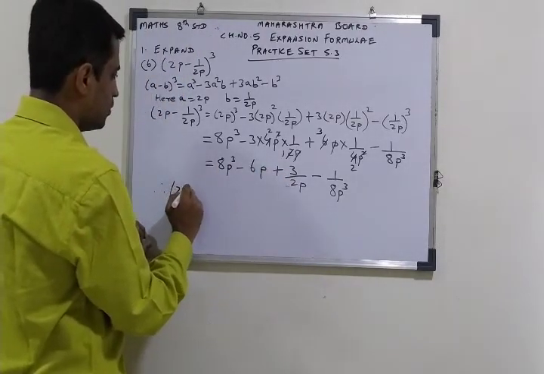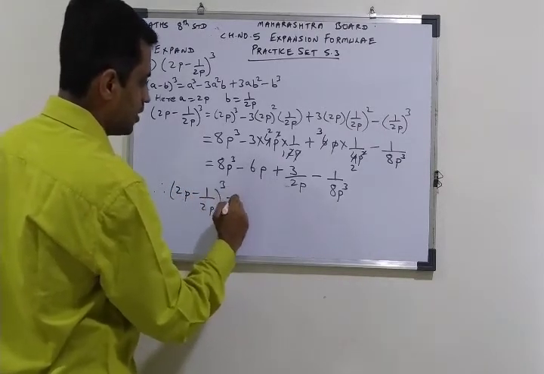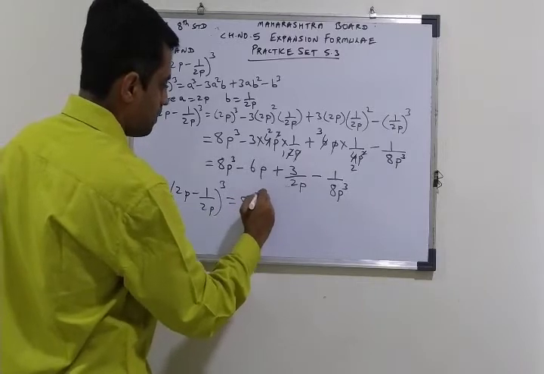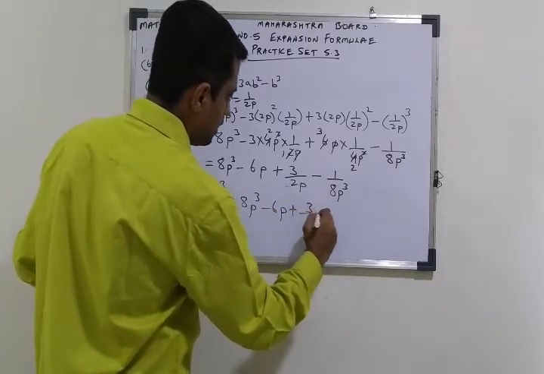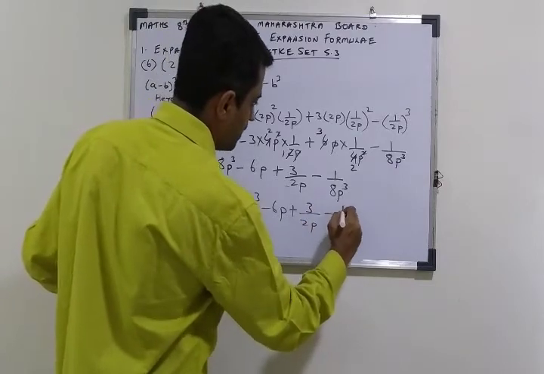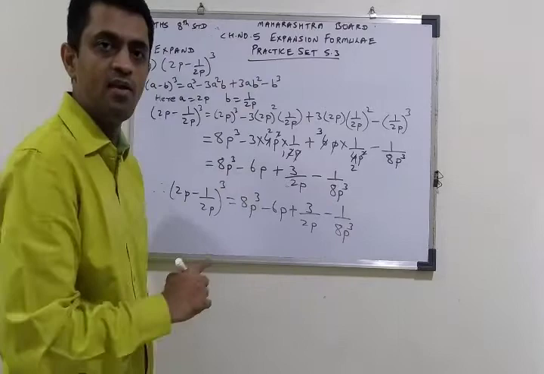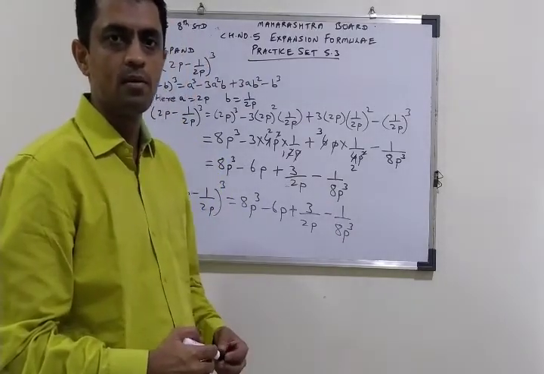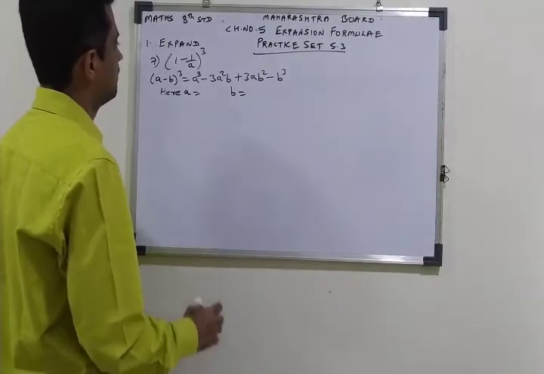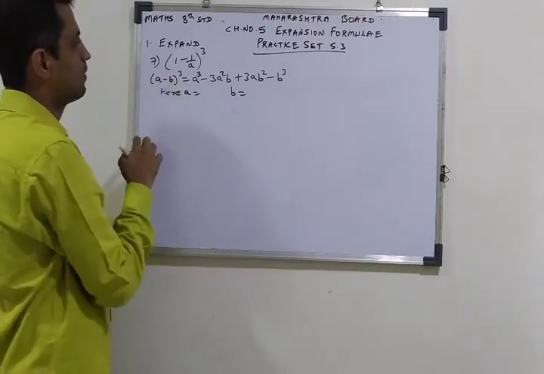So therefore (2p minus 1 upon 2p) the whole cube is equal to 8p cube minus 6p plus 3 upon 2p minus 1 upon 8p cube. Yes, clear everybody? Please note down this sum in your book. Okay, now here the 7th sum.